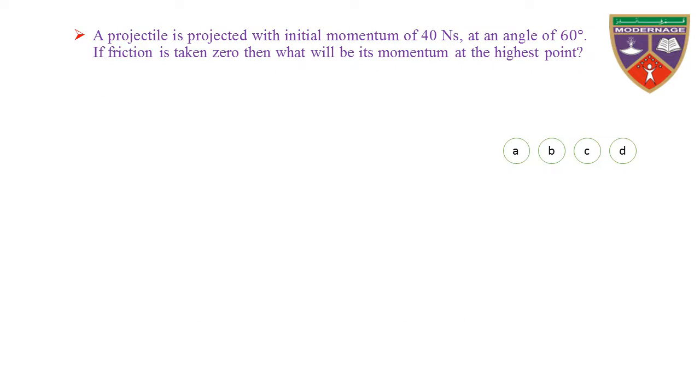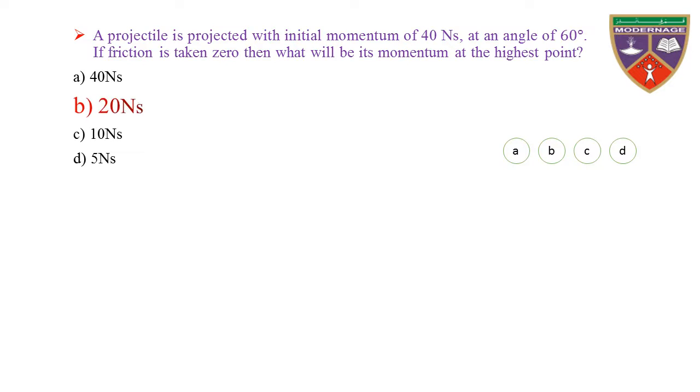A projectile is projected with initial momentum of 40 Newton second at an angle of 60 degree. If friction is taken 0, then what will be its momentum at the highest point? Option A, 40 Newton second. Option B, 20 Newton seconds. Option C, 10 Newton seconds. Option D, 5 Newton seconds.